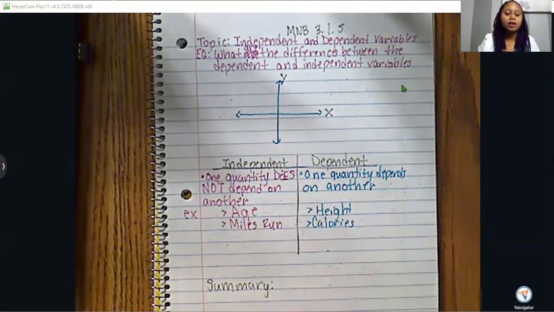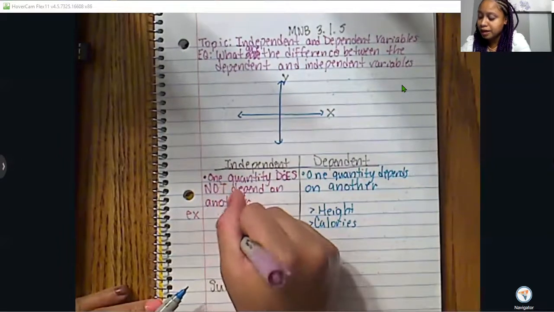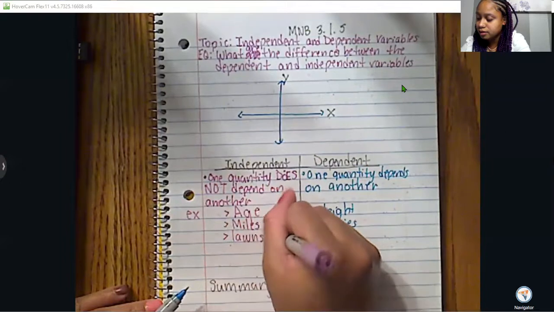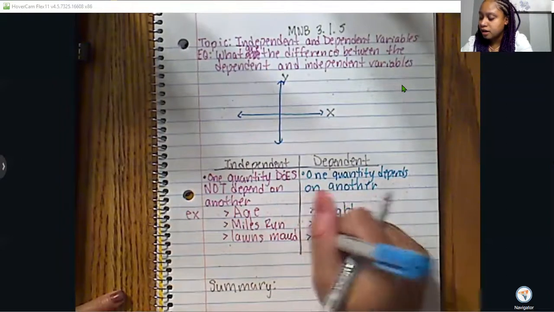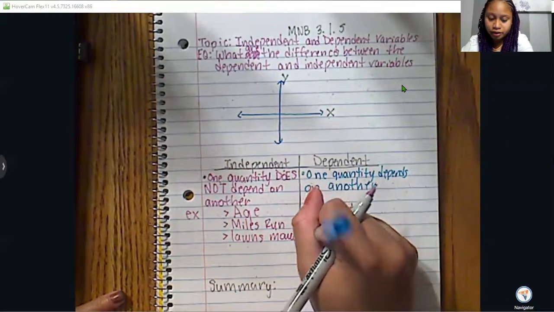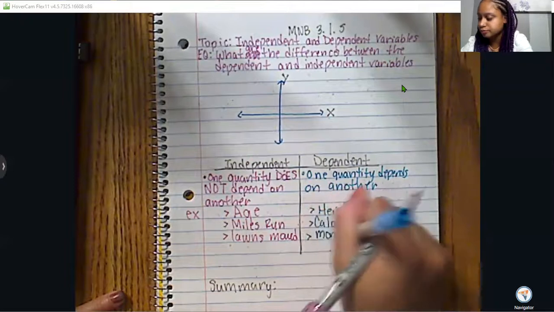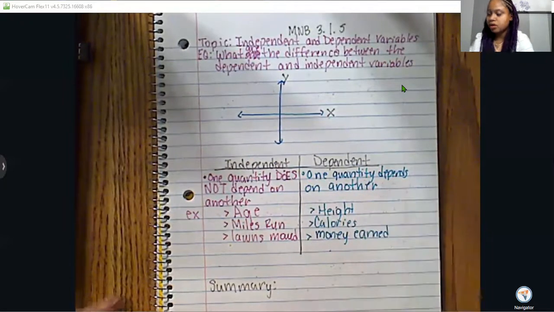The next situation, we're going to think about the lawns mowed versus the dollars earned. So the more lawns that you mow, the more money that you earn. So the amount of money depends on how many lawns you mow. So lawns mowed would be independent. And then your dependent would be money earned or dollars earned. So these are your different situations where you need to decide between the independent and dependent.